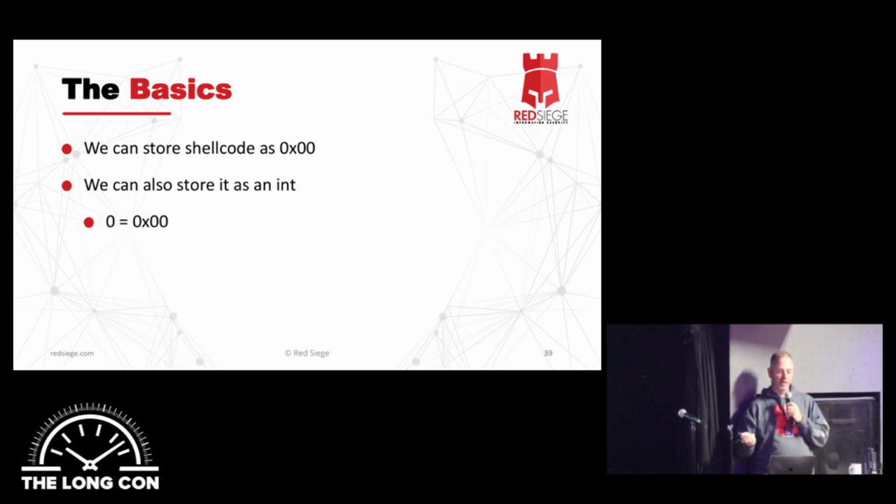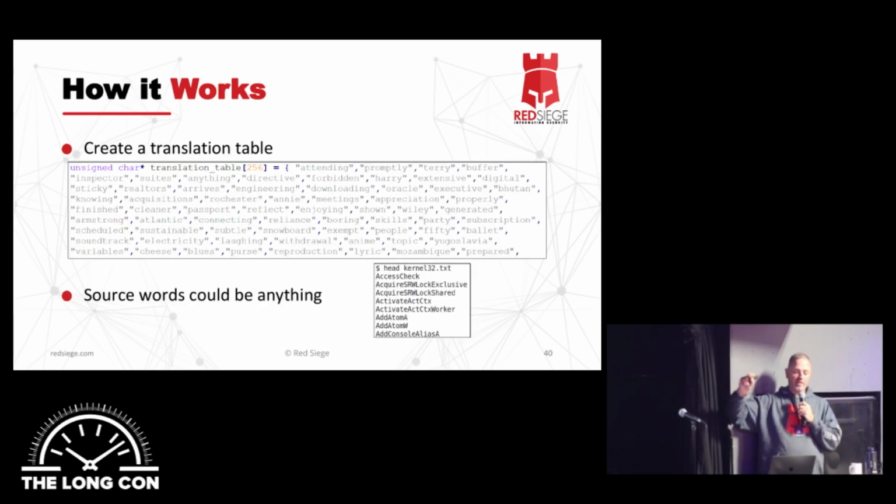What does that look like? We need to create a translation table. And so you see, it's a translation table, containing 256 entries, a bunch of words. Doesn't matter what the words are, as long as all the words are unique. Source words could be anything. What if the source words came from kernel32.dll? That would make an analyst scratch their head looking at your payload: what are all these function calls? What is this? I don't know what it is. Doesn't matter, bunch of unique words.